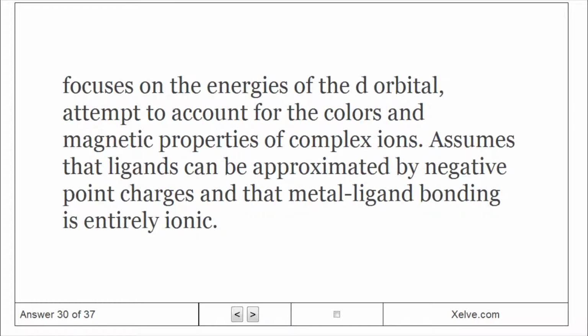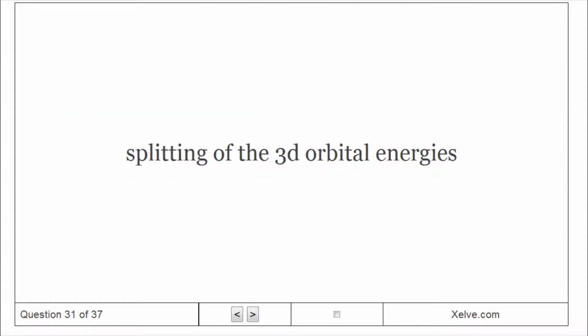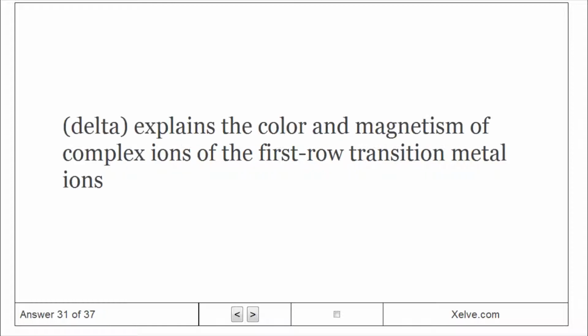Crystal field model. Focuses on the energies of the d orbitals, attempting to account for the colors and magnetic properties of complex ions. It assumes that ligands can be approximated by negative point charges and that metal-ligand bonding is entirely ionic. Splitting of the 3d orbital energies explains the color and magnetism of complex ions of the first-row transition metal ions.